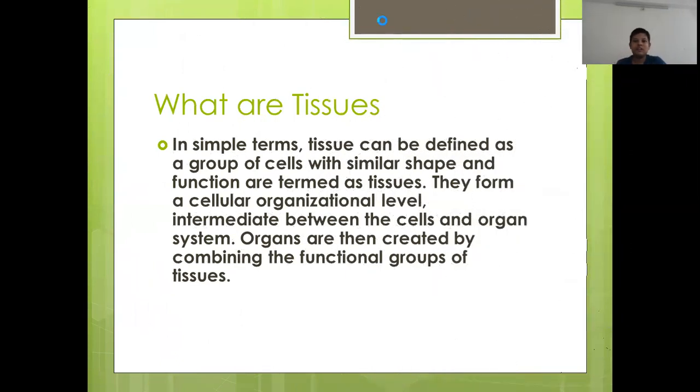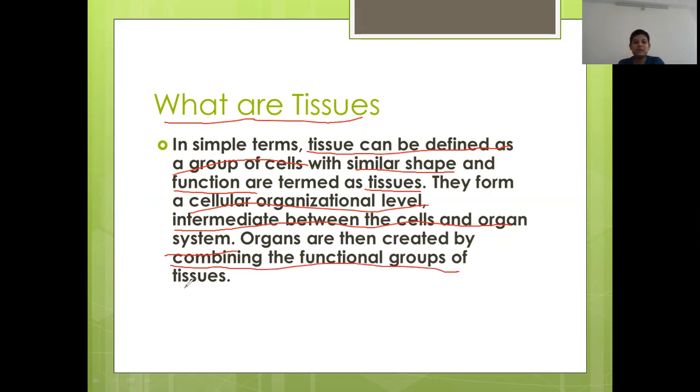So first let's talk about what tissues are. In simple terms, a tissue can be defined as a group of cells with similar shape and function. They form a cellular organizational level, intermediate between the cells and the organ system. Organs are created by combining the functional groups of tissues.